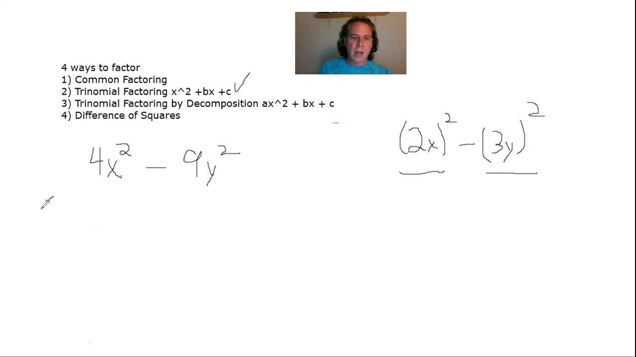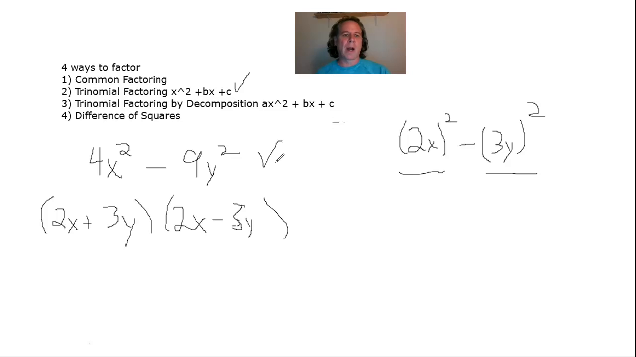So the rule is it's the first item, 2x, plus the second item, 3y, times the first item, 2x, minus the second item, 3y. And if we take the time and expand this using FOIL, we'll see that we end up right back where we started, at 4x squared minus 9y squared. So this is, in fact, a correct way to factor a difference of squares. I hope that's useful. That's a quick summary. Again, look below in the comments for more details about each form of factoring, and I'll include some of the curveballs that can be thrown in each type.